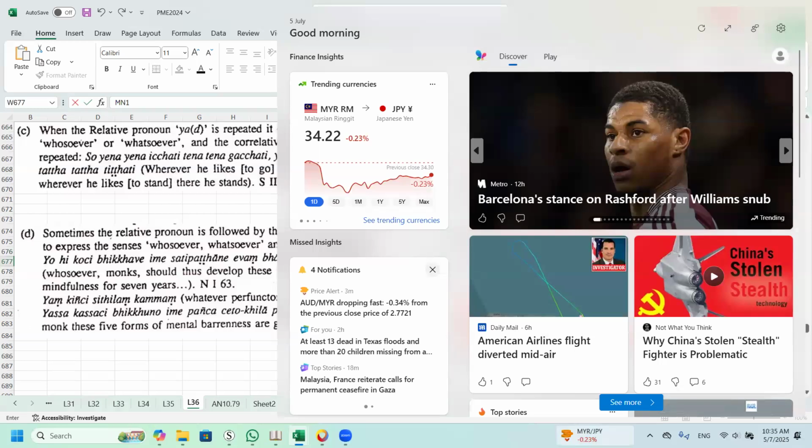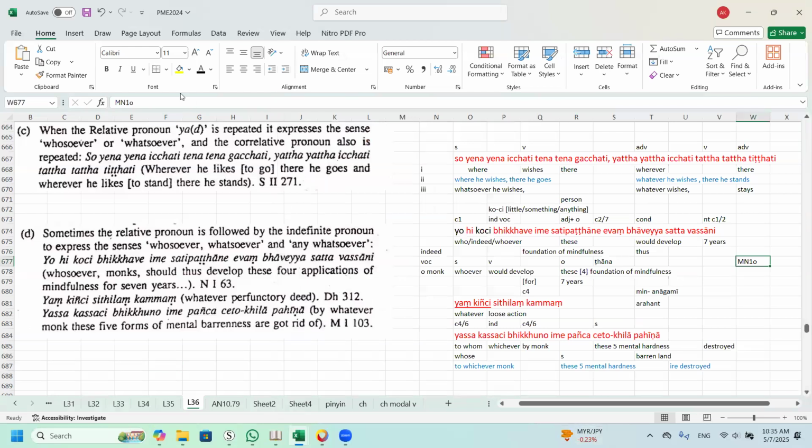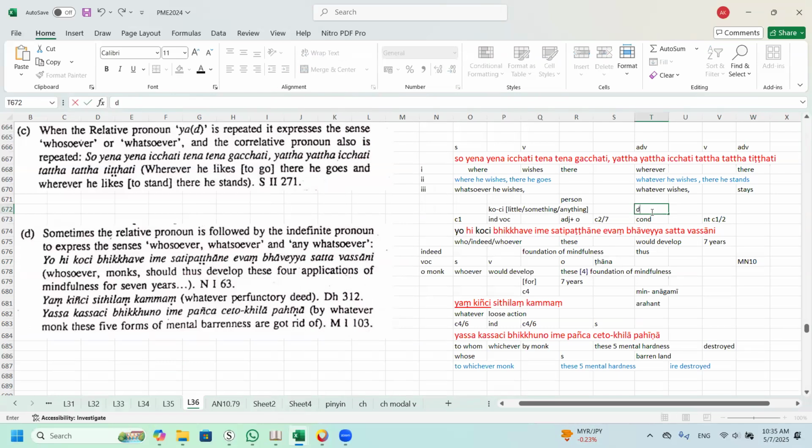MN10. Okay, so then, all right. Any question on this? You can see that means there is what you call double accusative. Double accusative. This is always tricky. Double accusative. So we'll go to the next line.